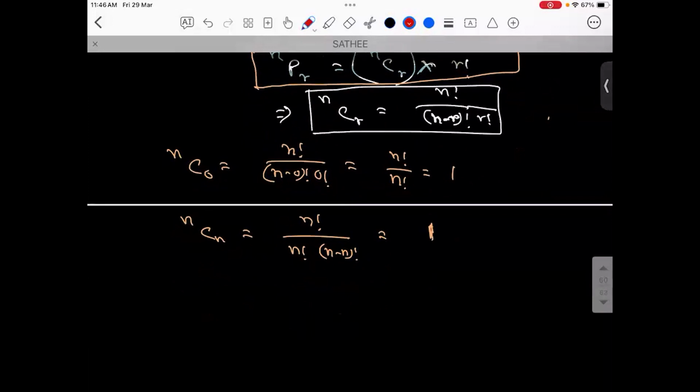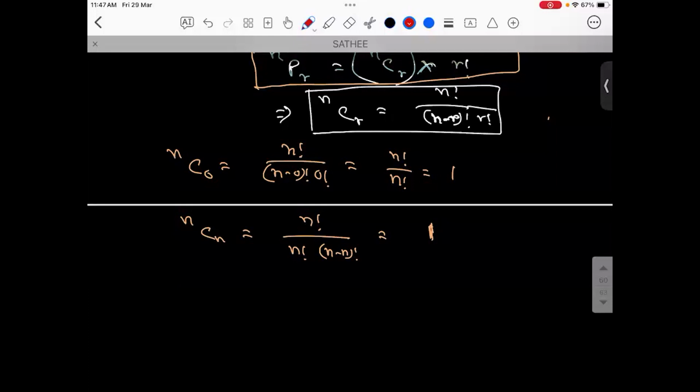But in the case of permutation, you can understand that nPn was the whole n factorial. But here you can see that this will be 1.